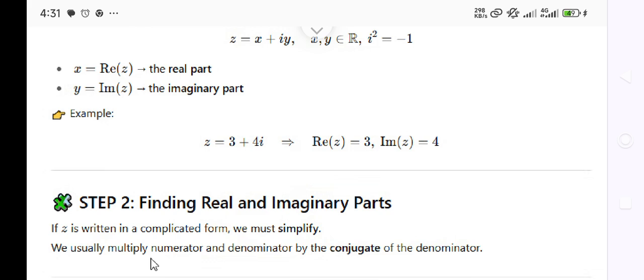If it is written in complicated form, we must make sure we simplify it to be able to decompose it to the point where we can get the real part separated from the imaginary part. Then we can identify from there. Now we have an example here. Example A.